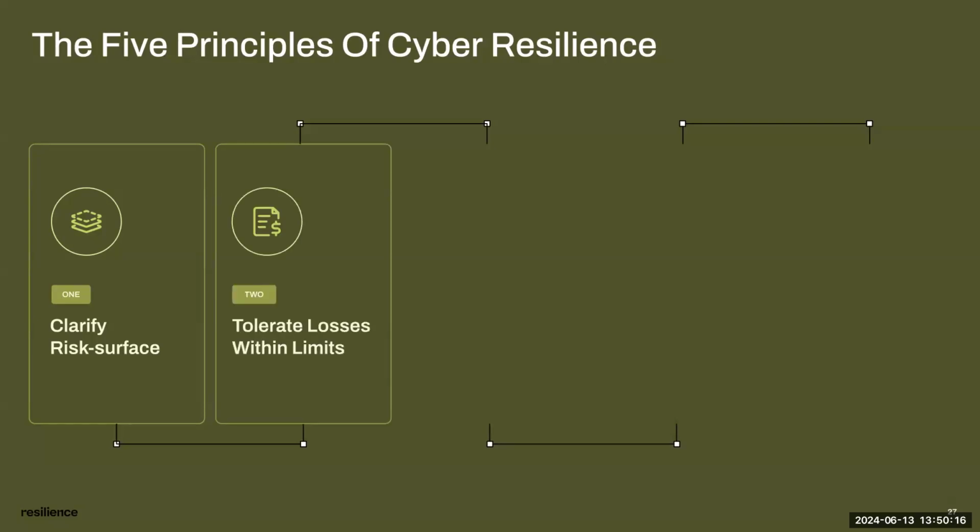Next, we need to learn how to tolerate losses within limits. In contrast to the traditional mindset of establishing security against all threats, achieving this requires a thorough understanding of an organization's value at risk. But tolerance must occur within tolerance limits, right? We can't tolerate, and we don't tolerate all losses, and we don't attempt to control for every possible loss.